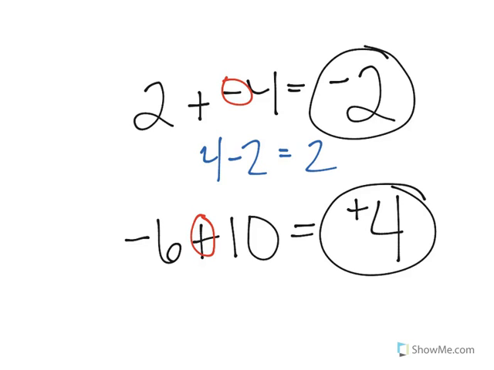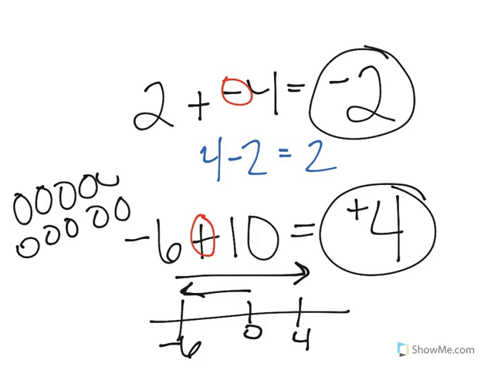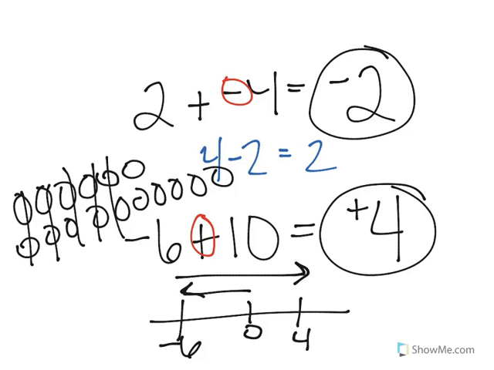Again, on these, when there are different signs, I can use a number line. I can use counters, positive and negative, and cancel each other out. I'll be left with 4 positive. So this is an intro into adding and subtracting with integers. I hope it made sense.